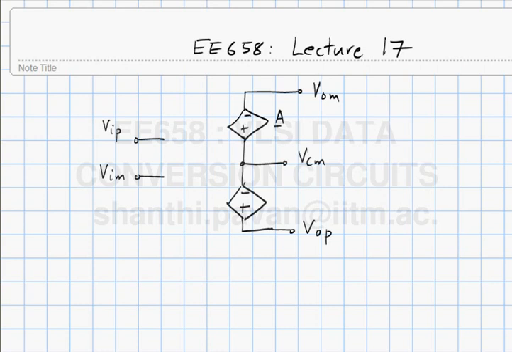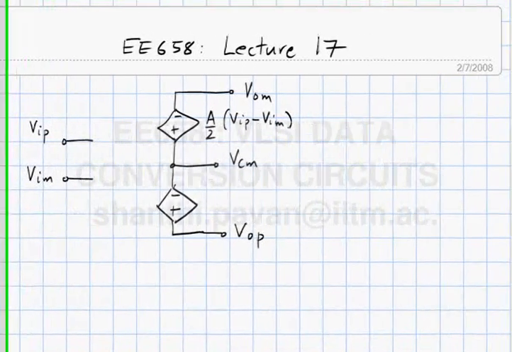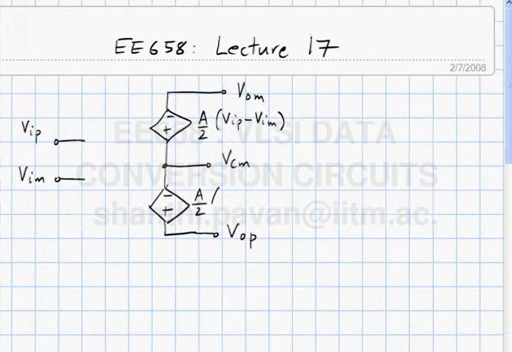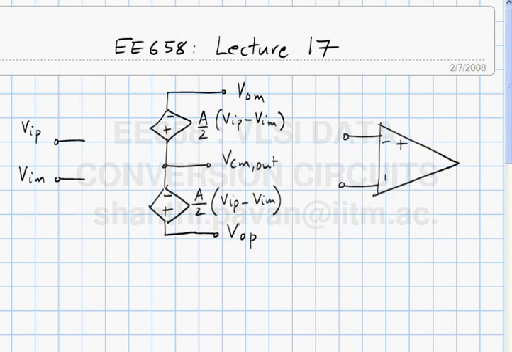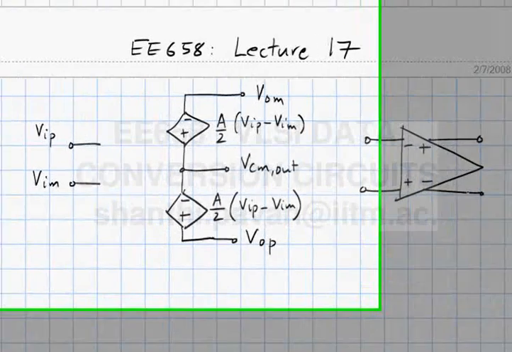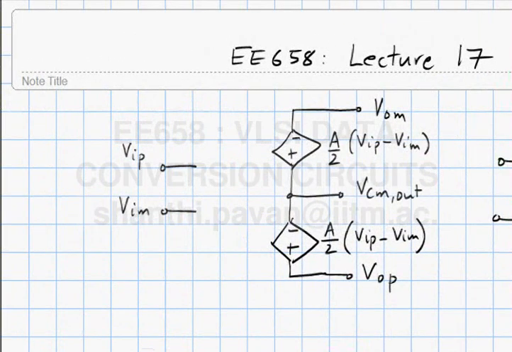So this is A by 2 times VIP minus VIM, and this is also A by 2 times VIP minus VIM, and it is drawn in this fashion. And the differential gain, the ratio of the differential output voltage to the differential input voltage, is simply A.